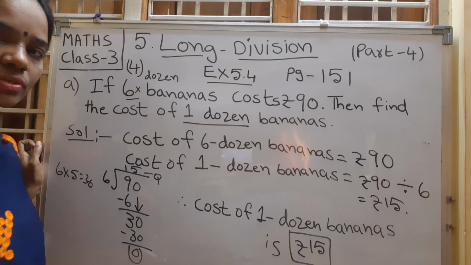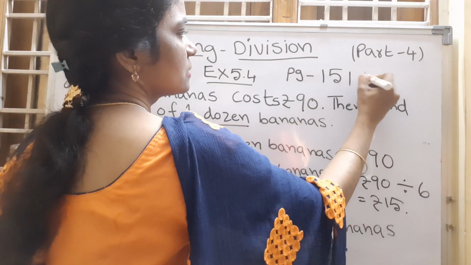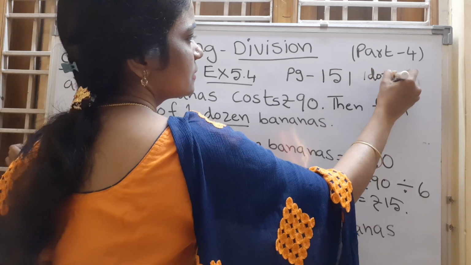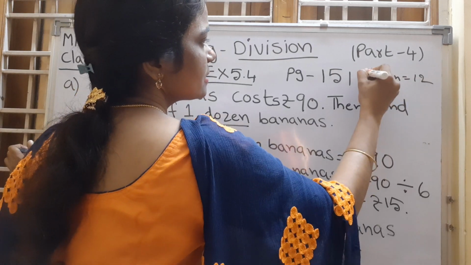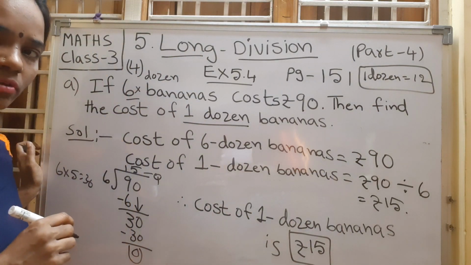Children, I want to ask you one question. 1 dozen means how many? Very good. 1 dozen is equal to 12. 1 dozen means 12. Just remember it. 1 dozen is equal to 12.